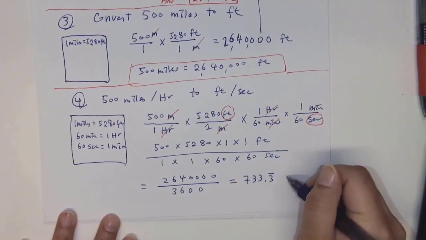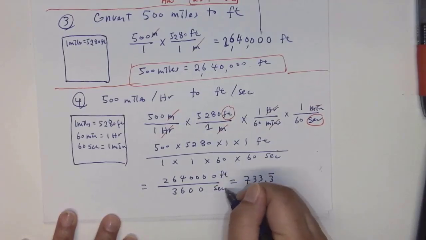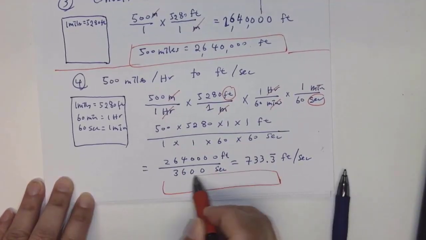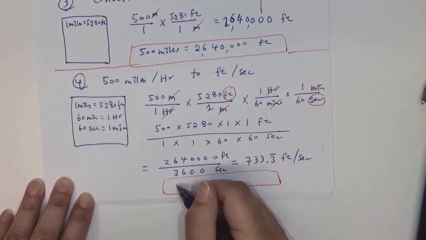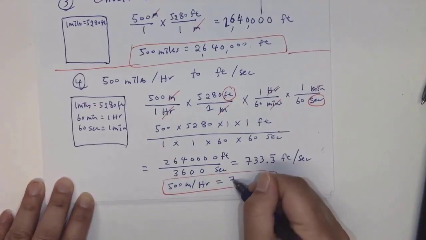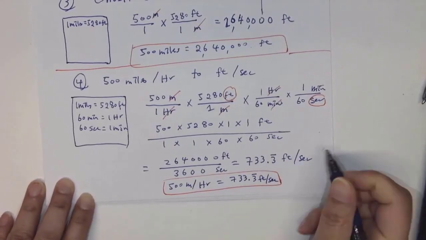That's going to be 733.3 repeating, right? So this is in what units? Feet per second, right? This says that 500 miles per hour is the same as 733.3 repeating feet per second. Are we okay?